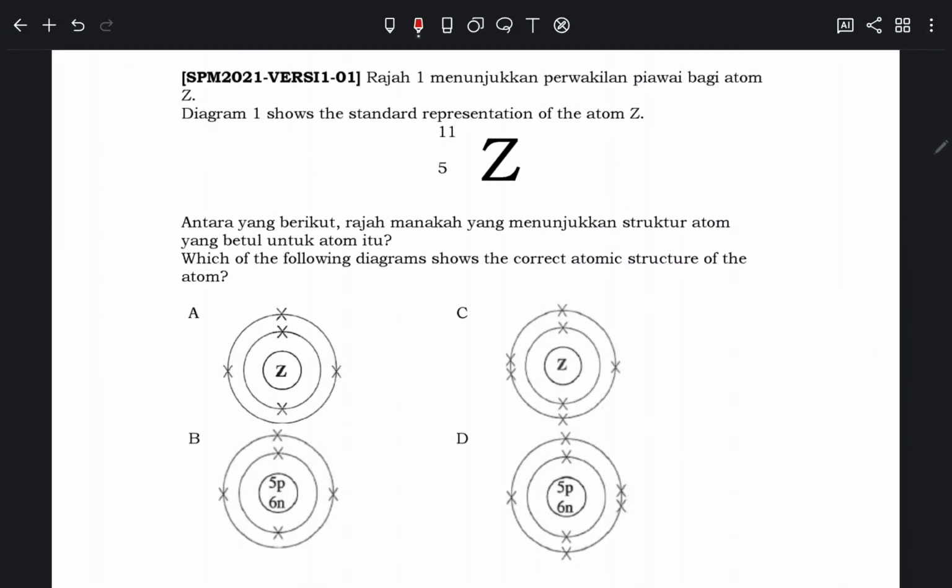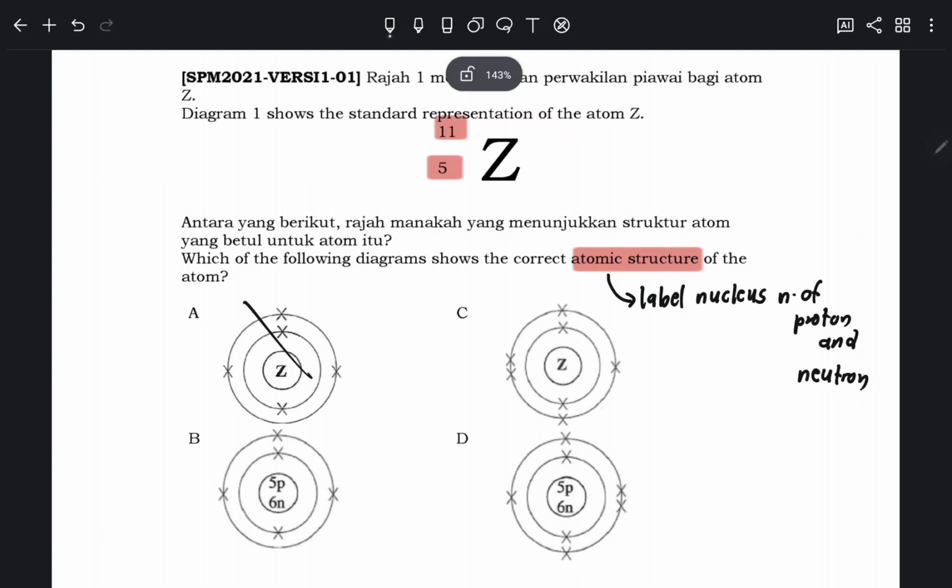Okay, Diagram 1 shows the standard representation. So 11 is the nucleon number, 5 is the proton number. They ask you to draw the atomic structure. If atomic structure drawing means, do they label the nucleus with a symbol, or do they put the electrons and neutrons? Yes, correct. If atomic structure means, label the nucleus with the number of protons and neutrons. So obviously A and C are wrong. Okay, B and D.